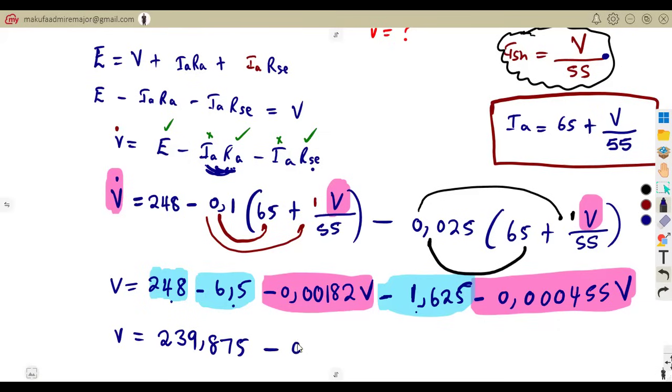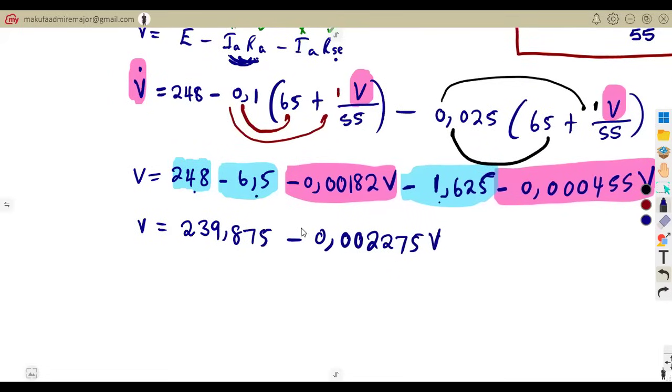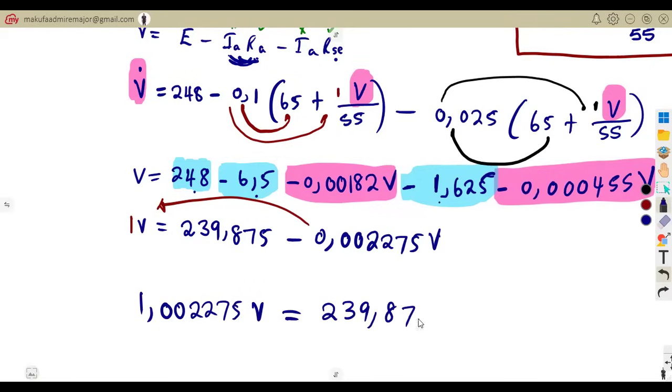It was going to give us minus 0.002275 V. So remember there's a V there. Then you can take the V to the other side of the equation. On this other side, it will be a plus. This is a 1, so the moment you take this to the other side, it becomes a plus. It will be 1.002275 V, which is equal to this 239.875. Remember, you want to calculate the value of V.